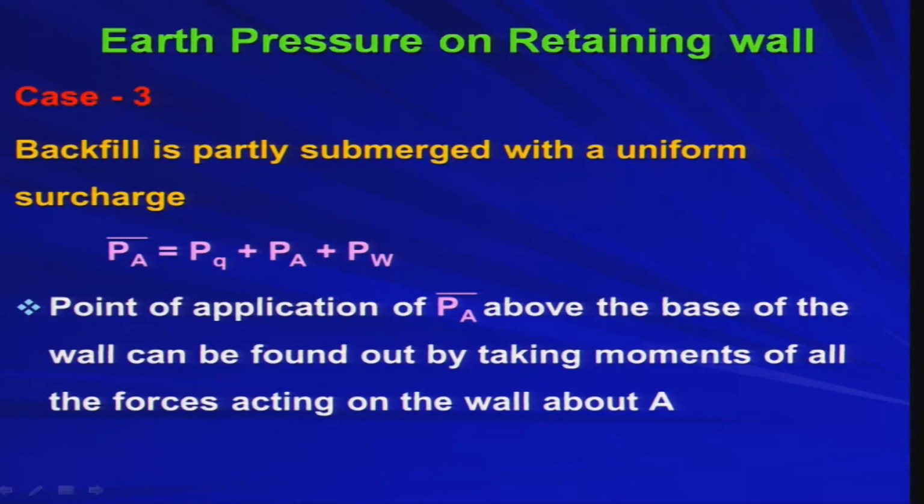Now, if you want to find out the point of application of the total active thrust Pa above the base of the wall, it can be found by taking moments of all the forces acting on the wall about A. So, you have this, you have this, you have this for water, which is starting from H1 to H. So, you are getting Pq, you are getting Pa, and you are getting Pw.